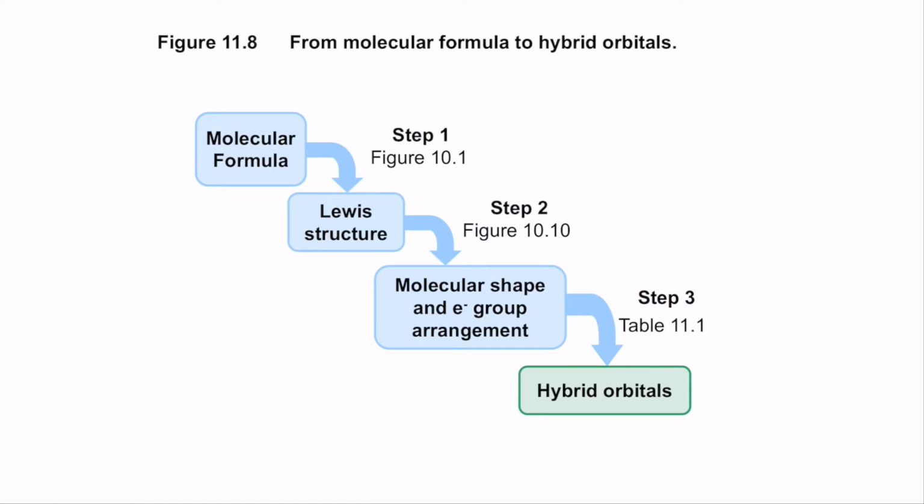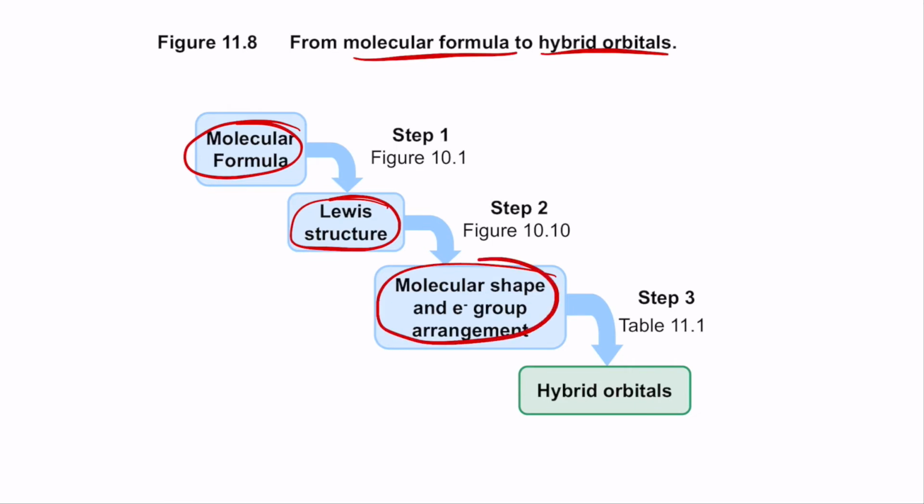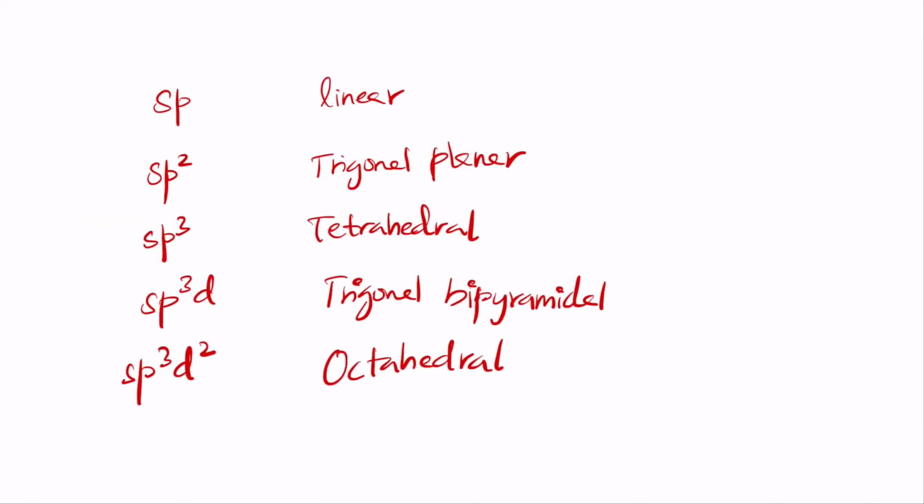So let's start: how do you get from the molecular formula to the hybrid orbital? First we start with the molecular formula. From the molecular formula we draw the Lewis structure. From the Lewis structure we determine the molecular shape and electron arrangement, and that defines the hybrid orbitals. Whenever you see sp, a common example is AX2, which is linear. You also have the same hybridization for AX3 or AX2E.